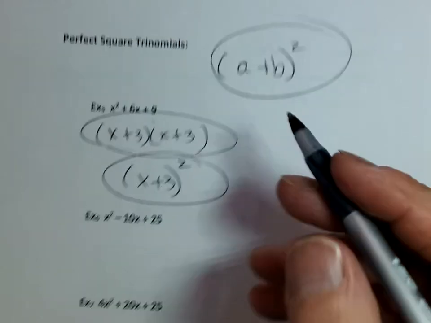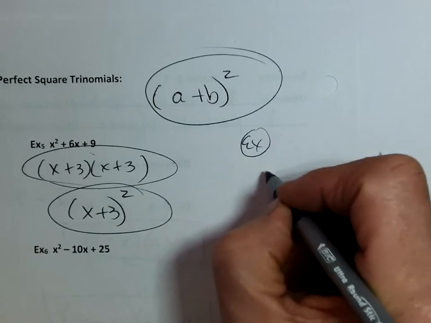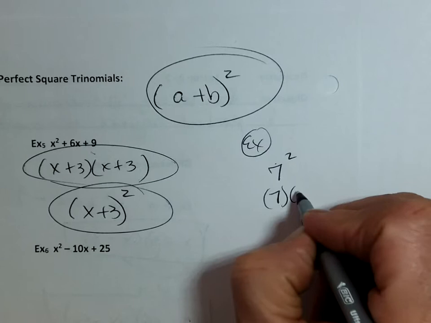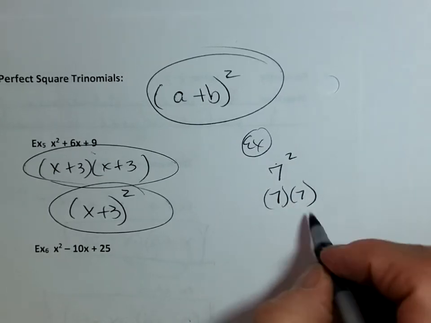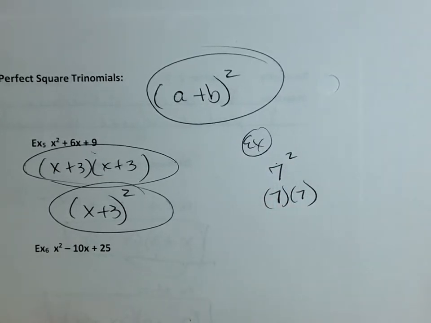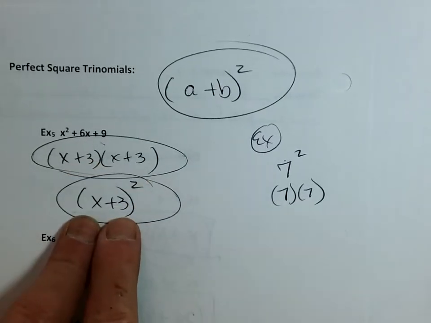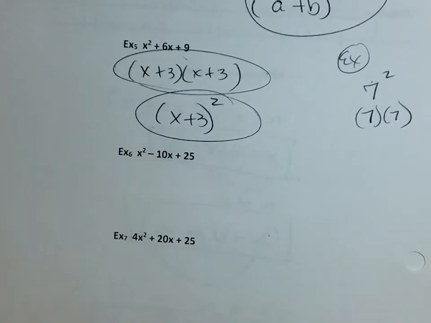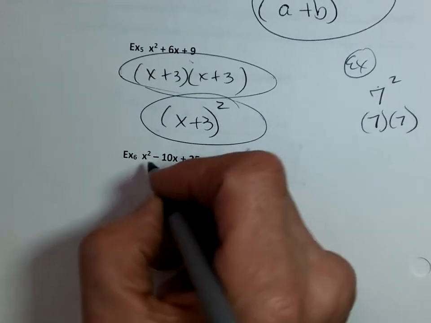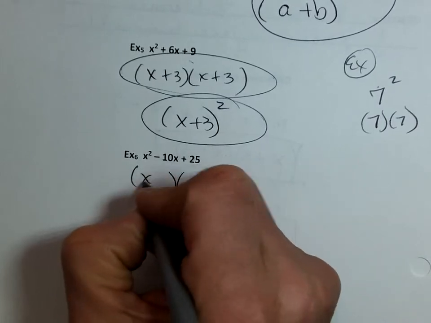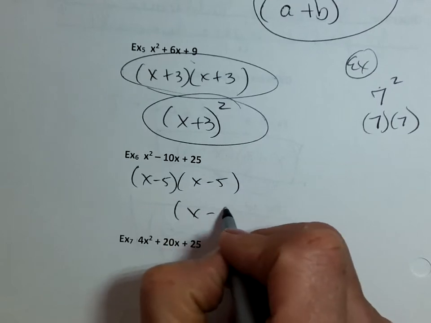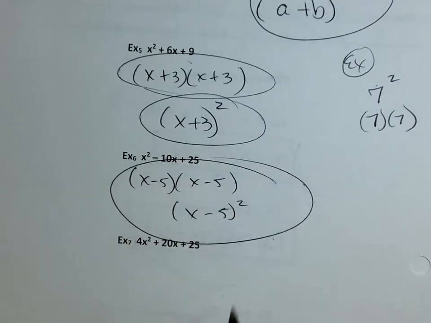So if I had 7 squared, it means 7 times 7. So x plus 3 times x plus 3 is the same thing as x plus 3 squared. Okay, how about example 6? X minus 5 squared. You're way ahead of me. X minus 5, x minus 5, or x minus 5 quantity squared. Either answer is fine. I will take either answer.